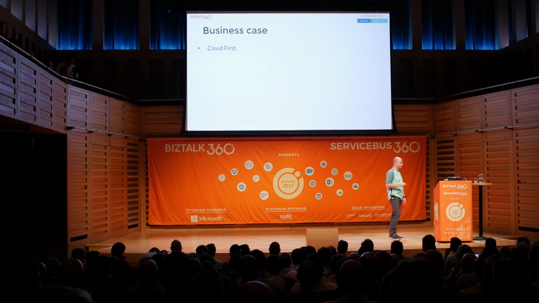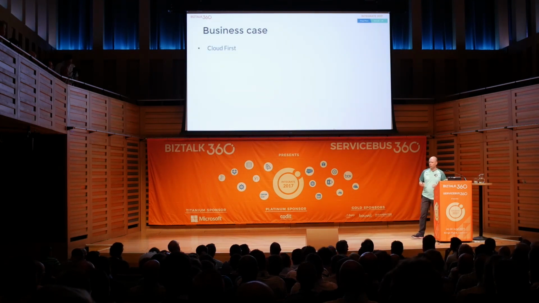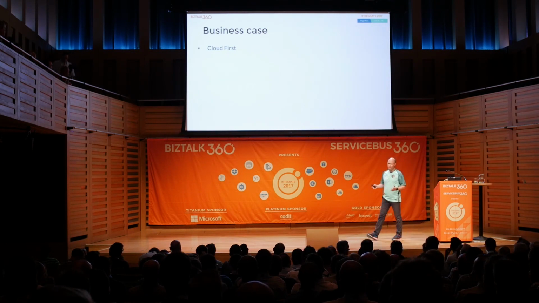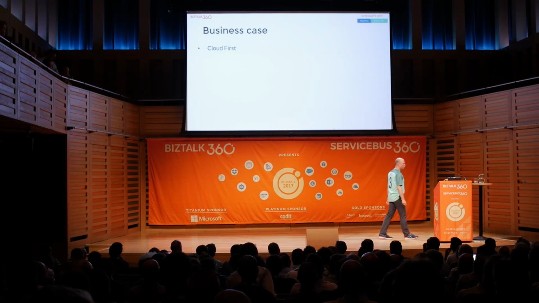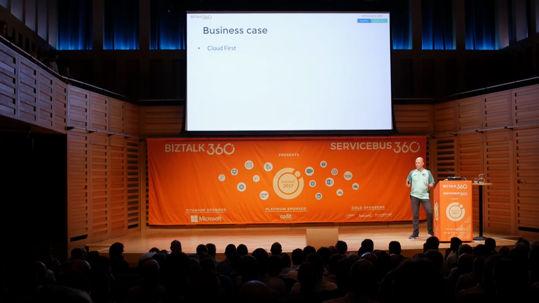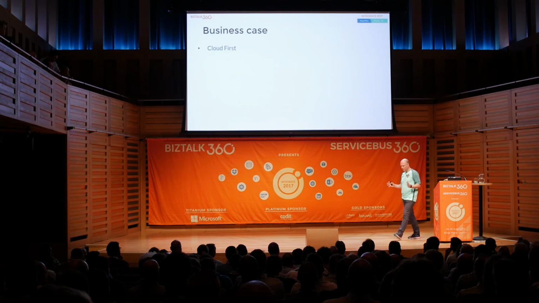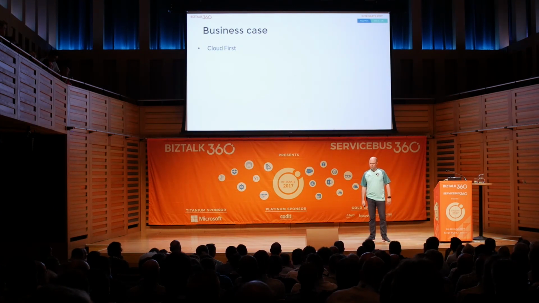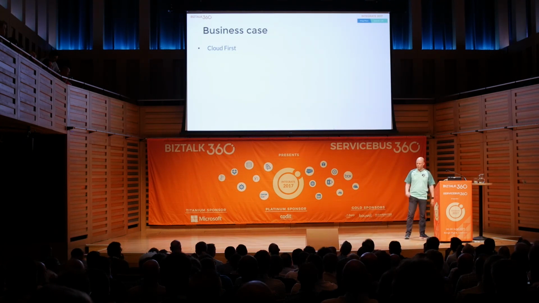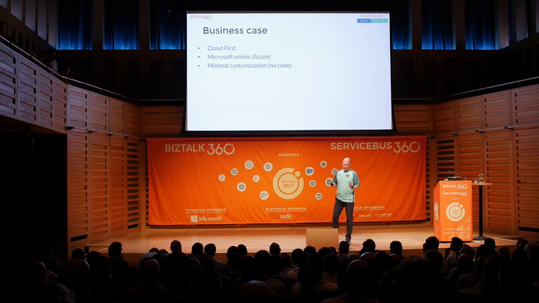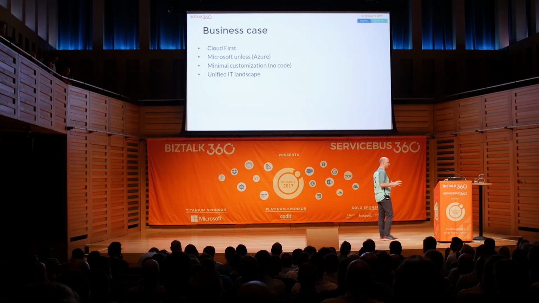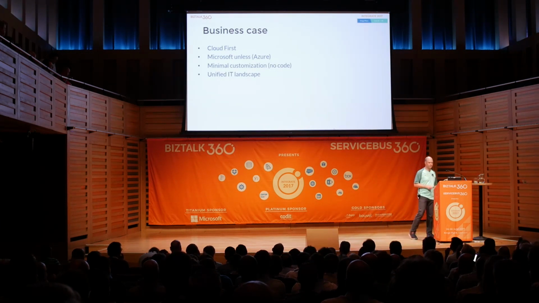So this company does environmental control in non-residential buildings and in greenhouses. If you know Holland, we have a lot of greenhouses where we grow tomatoes and other stuff. And this company wanted to move their IT to the cloud. That's the kind of thing you do when you read reports about digital transformation: let's move to the cloud. They wanted Microsoft with minimal code, preferably no code at all, and a unified IT landscape. That's why they chose Azure.